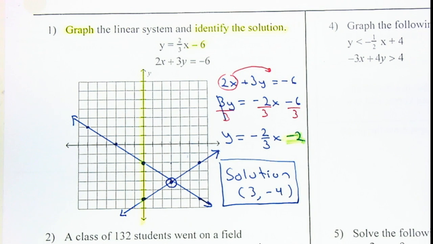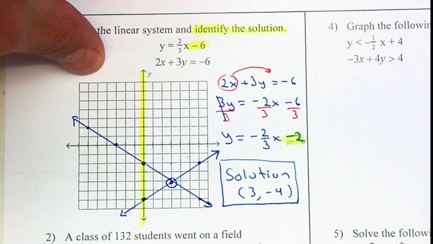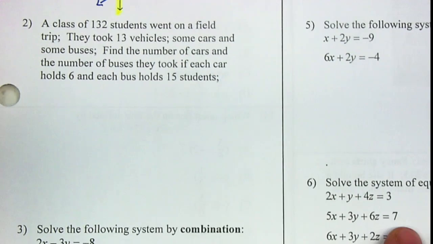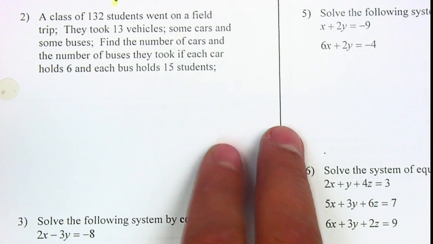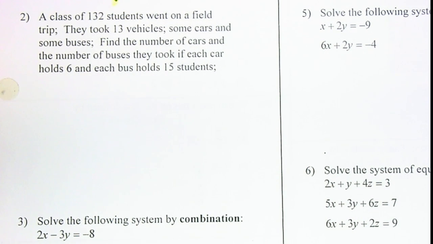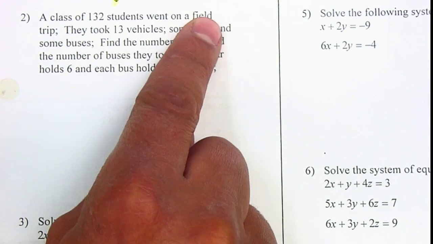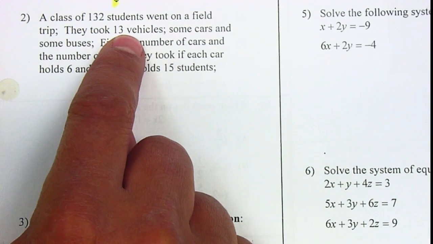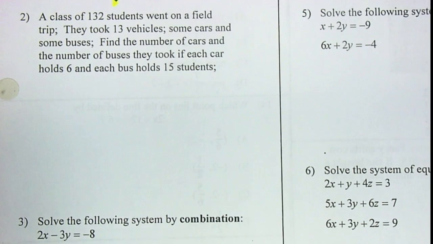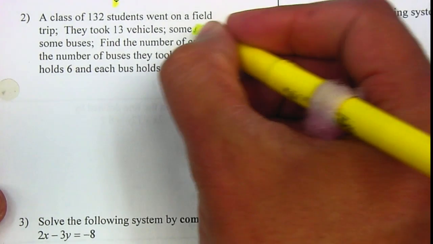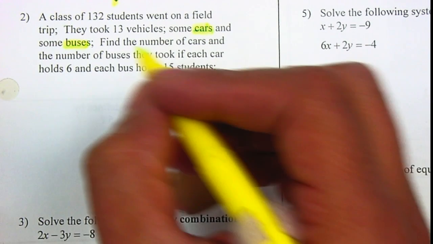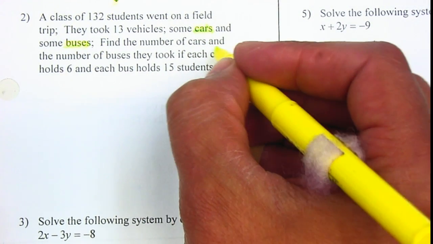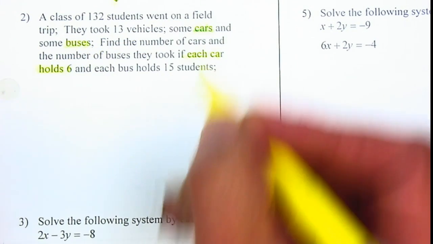On problem number 2, we have a word problem that deals with a system of equations. Remember that we are looking for two items. It says, a class of 132 students went on a field trip. They took 13 vehicles, some cars and buses. So there are two items that we're looking for, cars and buses. Find the number of cars and buses they took if each car holds 6 and each bus will hold 15.